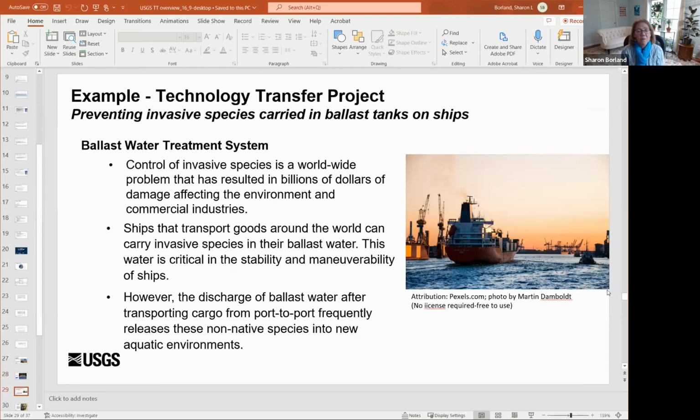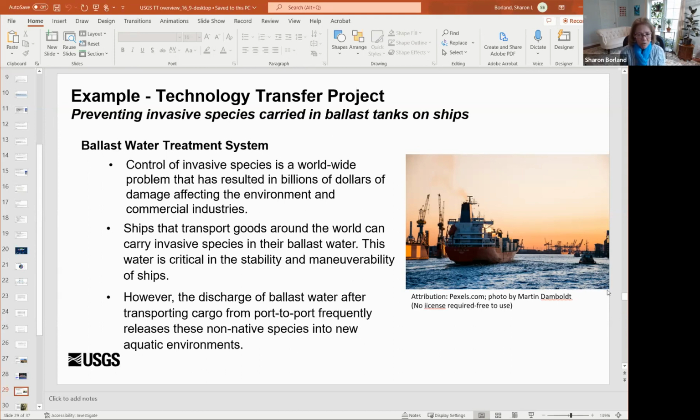Okay, now this is another example that I'd like to share, and I'll do this very quickly in the interest of time. This is a ballast water tank treatment system that is used to help prevent invasive species from foreign lands, carried in ballast tanks on ships, from being released into U.S. waters. Control of invasive species is a worldwide problem, and it has resulted in billions of dollars of damages affecting both the ecosystems and the commercial industries.